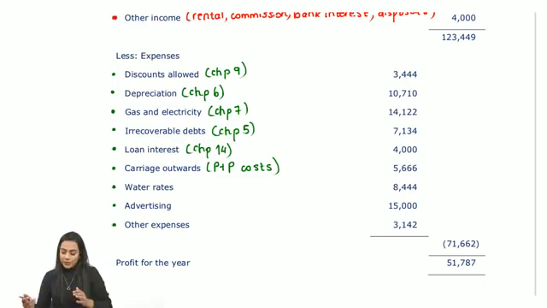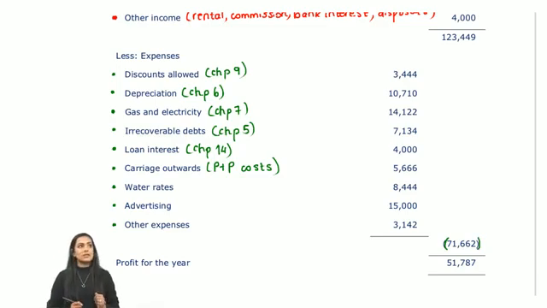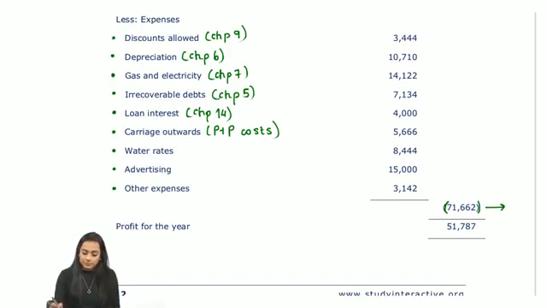If you add up all the expenses, you get a total expense of 71662 in brackets to show your profit's going to be reduced. So this total 123449, take away your expenses, it gives you a positive number 51787, which represents the profit for the year. If it was a negative number, then that would be a loss for the year.